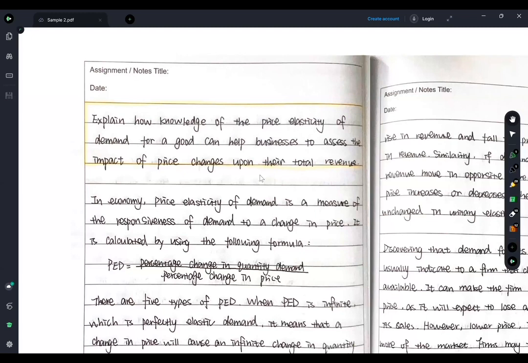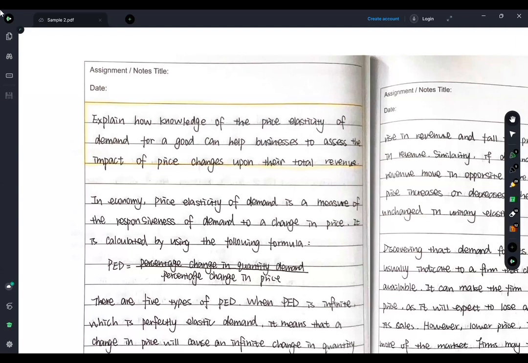Then we explain the relation. We define total revenue. We explain that if the demand is elastic, then if we decrease the price, TR increases. If we increase the price, TR decreases. We do the same thing when the demand is inelastic. And the last case, we can do it if the demand is unit elastic. We draw a diagram and that's it, essentially. Okay, so it's pretty standard.